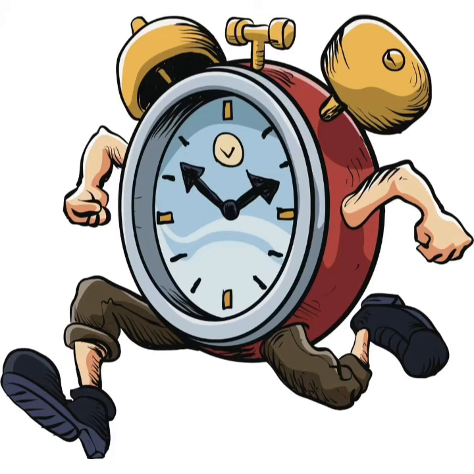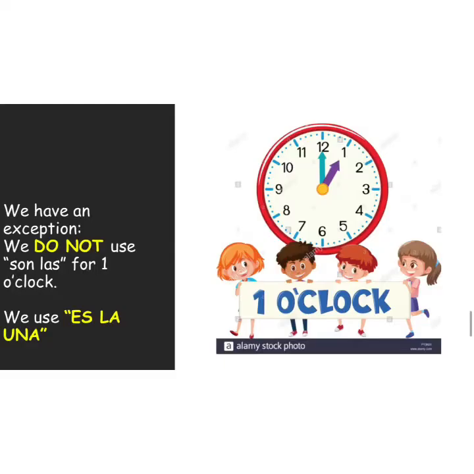But if you look carefully on all the examples I just gave you with the time, you'd notice that I don't have 1 o'clock, and that's because there's an exception. Yes, indeed there's an exception. So from 2 o'clock go all the way up to 12 o'clock, we use son las. But for 1 o'clock, we use something different. For 1 o'clock, we use es la una. So as long as you're stating that it is 1 o'clock, you're going to use the phrase es la una. For every other time, you're going to use son las followed by the hour.